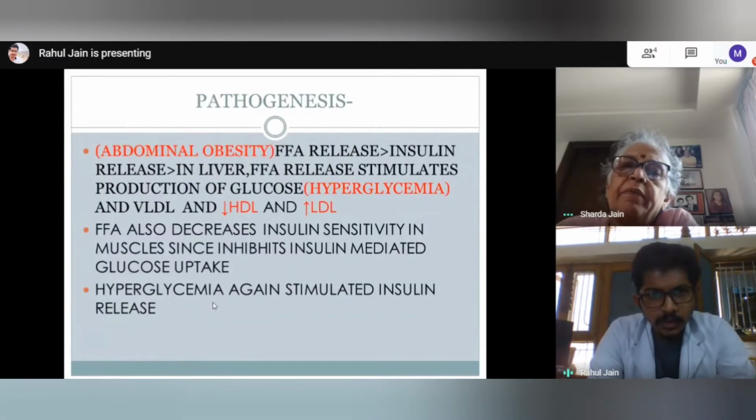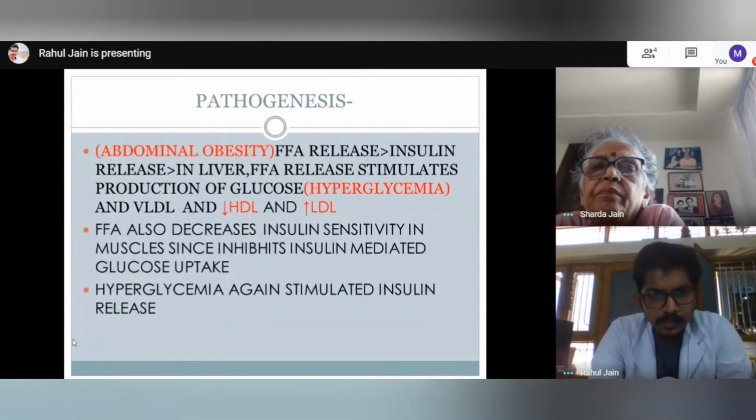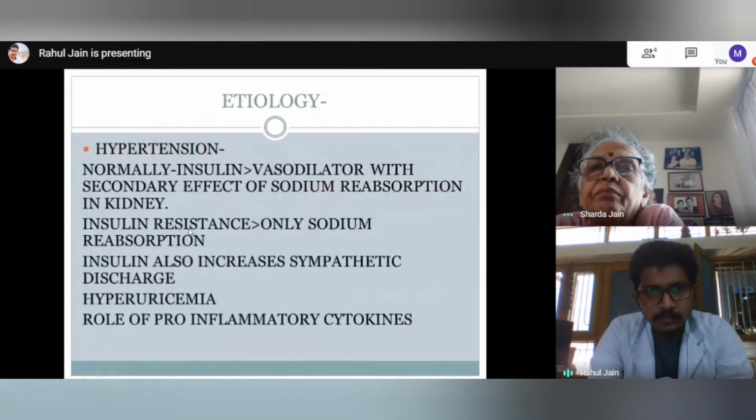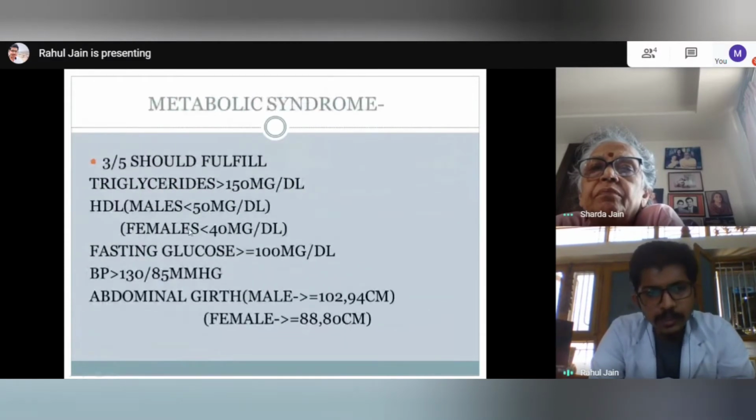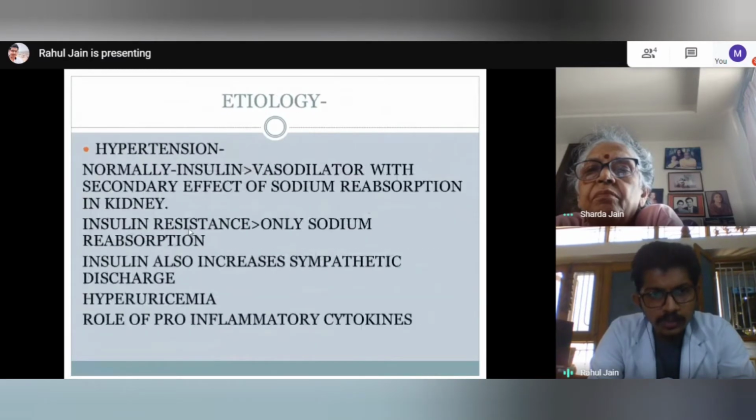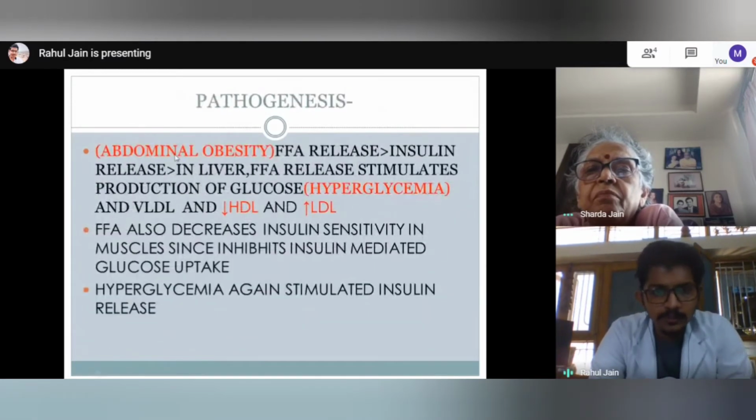So how all these things work together: again I will come to the metabolic syndrome criteria, that 5 things are important. The criteria are triglycerides, HDL, glucose, BP and girth. So how it starts is with the girth. First of all, abdominal obesity will occur in a patient. This abdominal obesity will cause free fatty acid release. This free fatty acid release will also trigger insulin release.